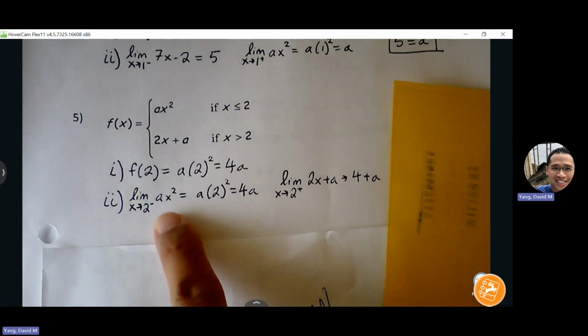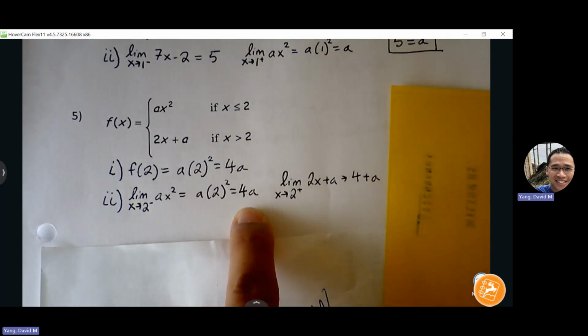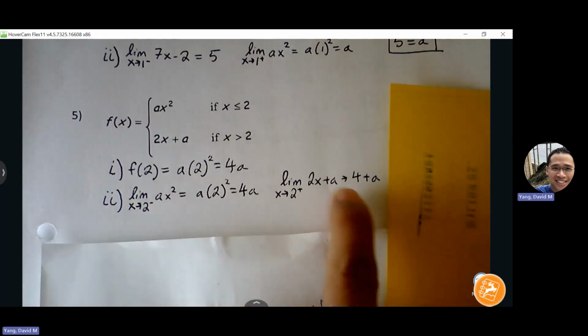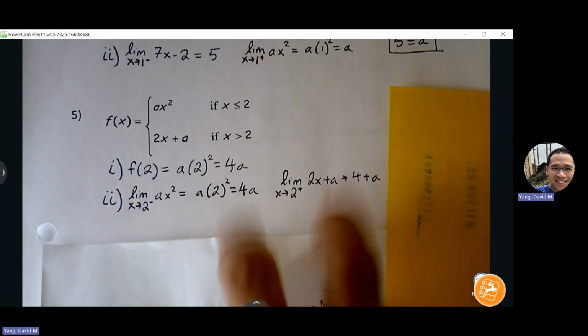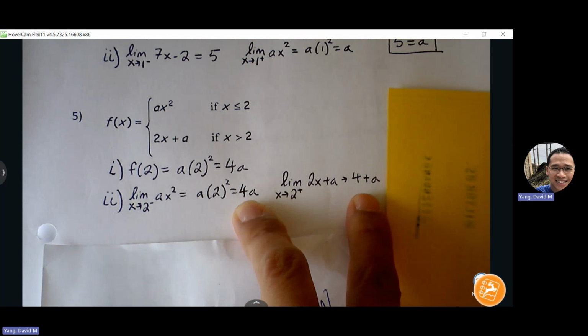So the limit as x approaches 2 from the left, I get 4a. Approaching 2 from the right, I get 4 plus a. So in order for a limit to exist, what has to happen? I've got to set these equal to each other, right? So 4a equals 4 plus a. What did you guys get for a?